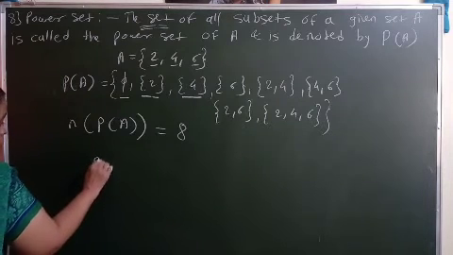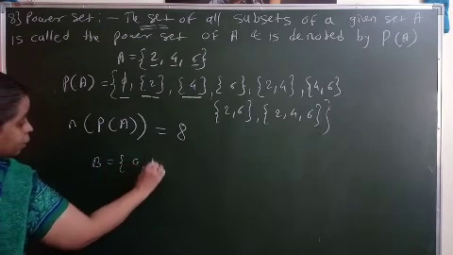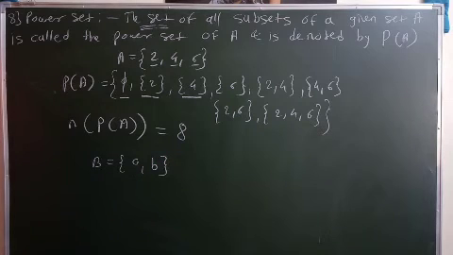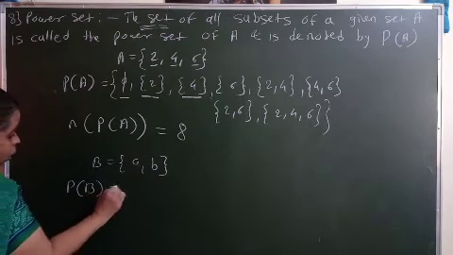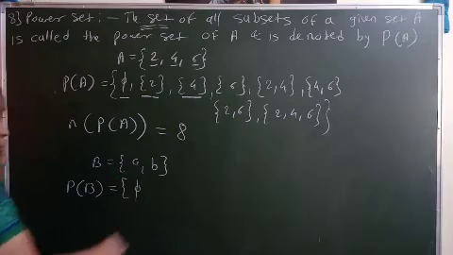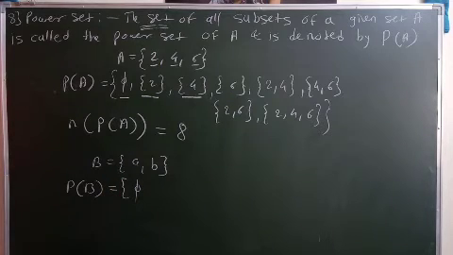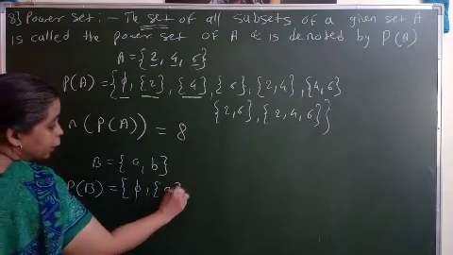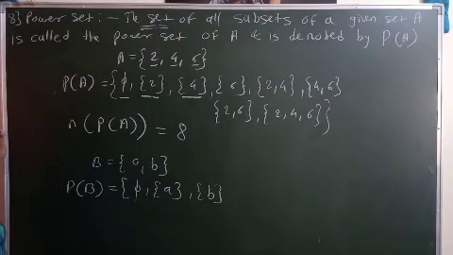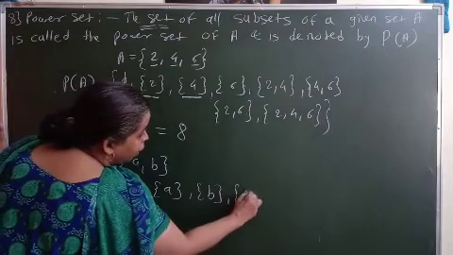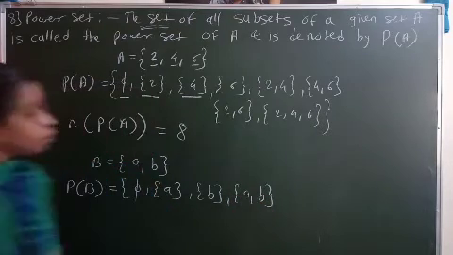Again, look at B. Suppose B is {a, b}, only two elements are there. Now the power set of B. First is phi. Then consider singleton set {a}. Then consider singleton set {b}. Then every set is a subset of itself.